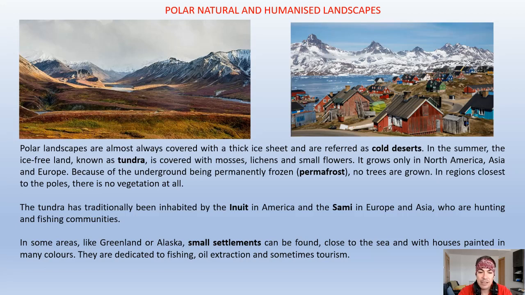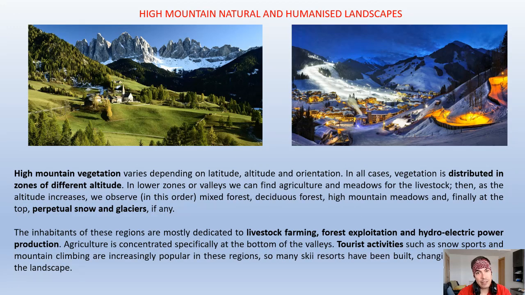In some areas, like Greenland or Alaska, small settlements can be found, like this one here, close to the sea because they fish, and with houses painted in many colors, as you can see, blue, red, orange, yellow, okay? They are dedicated to fishing, to oil extraction because there is petroleum underground in the Arctic areas, and sometimes tourism. And now let's go to the high mountain natural and humanized landscapes.